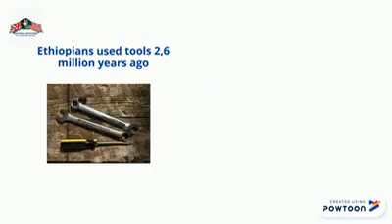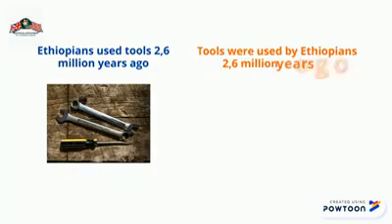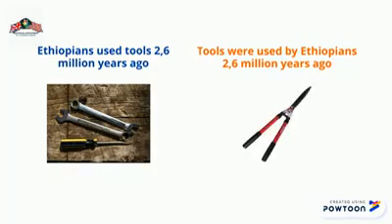Ethiopians used tools 2.6 million years ago. Tools were used by Ethiopians 2.6 million years ago. Las herramientas eran usadas por los etíopes 2.6 millones de años atrás.